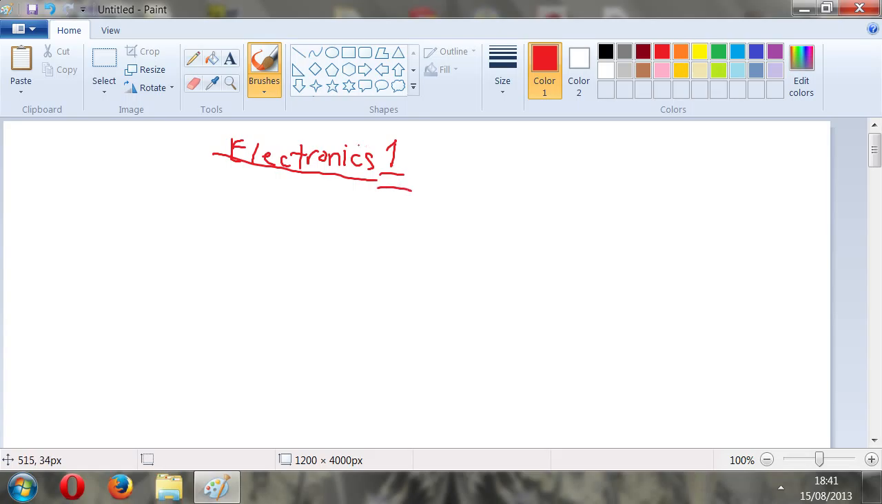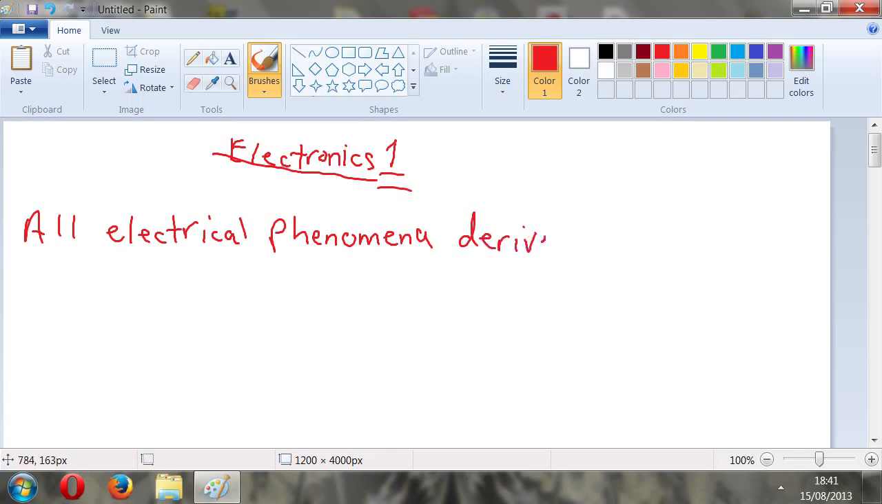Electronics 1. So the first statement that I really want to make here is that all electrical phenomena derive from the movement of electrons. Okay.